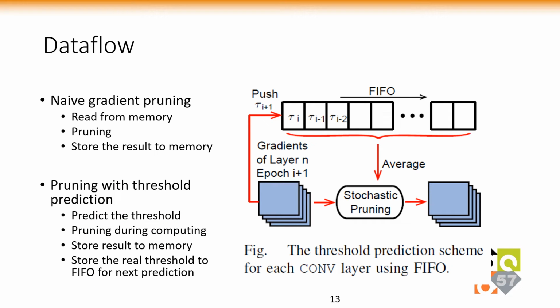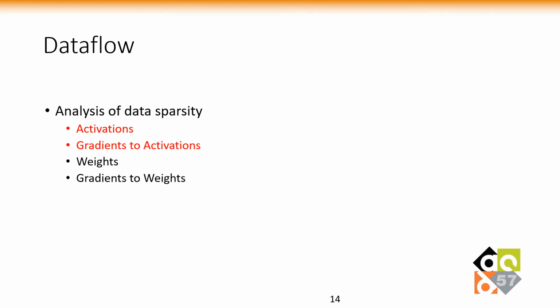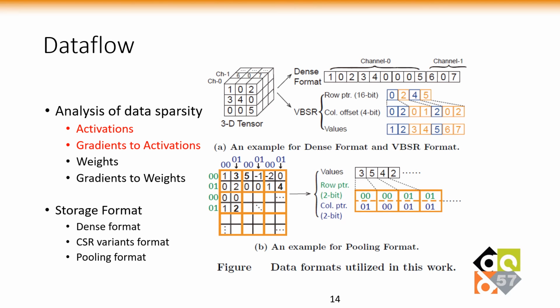There are some tricky points in the data flow. For example, if we want to prune the gradients as soon as they are generated, we must predict the threshold of pruning. What's more, specific data formats are needed for the efficient sparse operations. These details can be found in our paper.